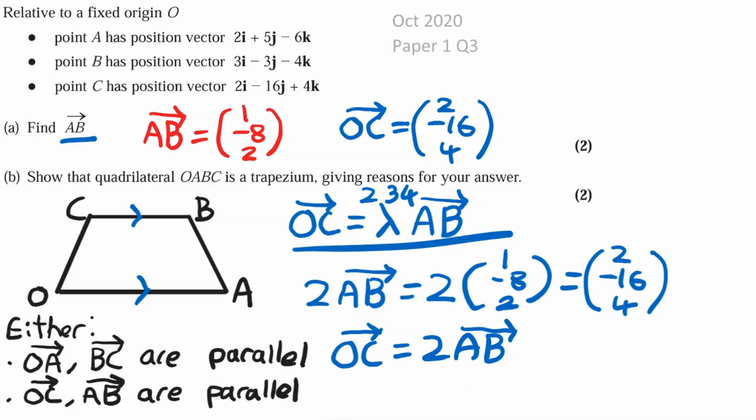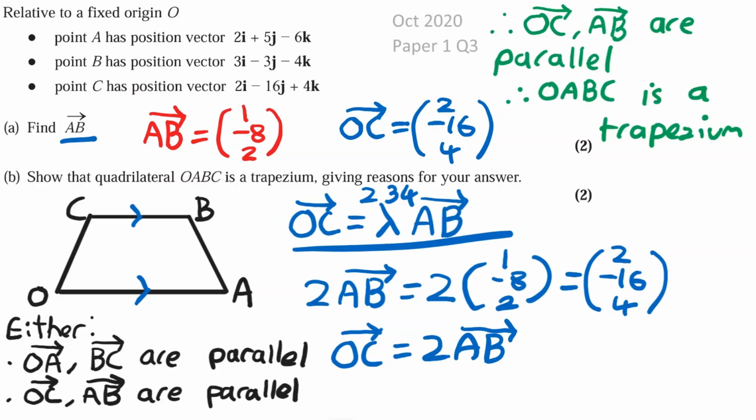So therefore OC and AB are multiples of each other. So therefore OC and AB are parallel. So therefore the quadrilateral OABC is a trapezium because it's got one pair of parallel sides. So this statement down here is true.